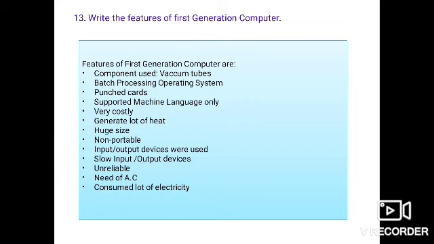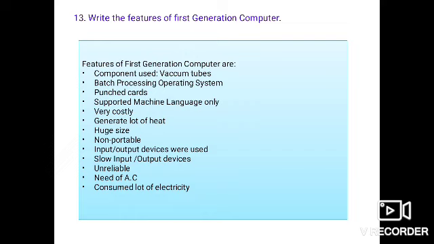So the features of first generation computers are, the component used in the first generation is vacuum tubes. Next is batch processing operating system. Next, punch cards were used in the first generation. Next, supported machine languages only. And first generation computers were very costly. They used to generate lot of heat. Then the size was very huge. Non-portable, means they were not portable, we cannot carry it.